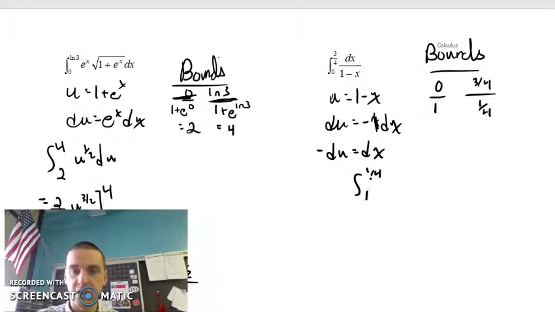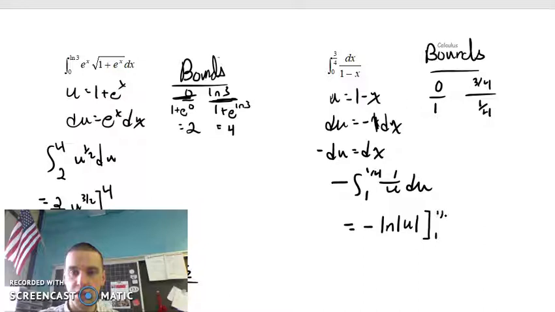Notice what happened here. We have a bigger number in the lower bound now, so we know it'll be negative. Negate it due to this negative here of 1 over u du. Well, we know that this is really saying the negative integral from 1 to 1/4. We know what the integral of 1 over u is, which is the ln of absolute value of u from 1 to 1/4.